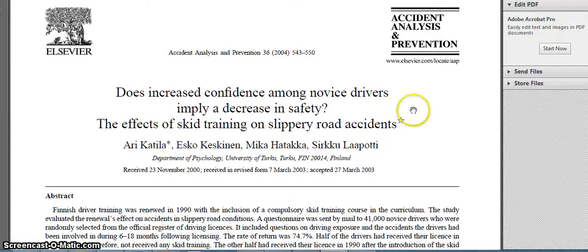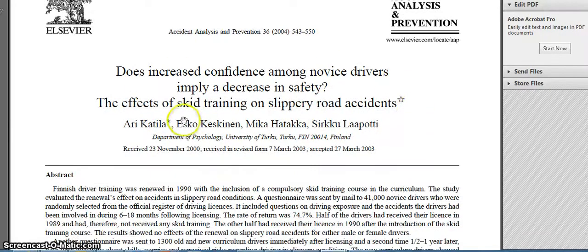Now if we scroll down, let's look at our authors. We have Ari Katila, Eshko Kishinen, Mika Hataka, and Serko Laapoti. And underneath we have this, Department of Psychology, University of Turku, Finland. All of this gives us the affiliation. In other words, where are the writers of the article from? What institution are they connected to or affiliated with? So we can see that they're all from the same institution. This is not necessarily true. And they're all from Finland.